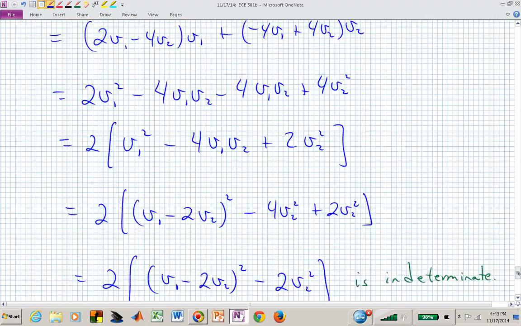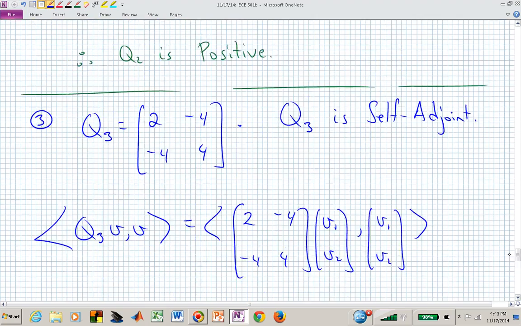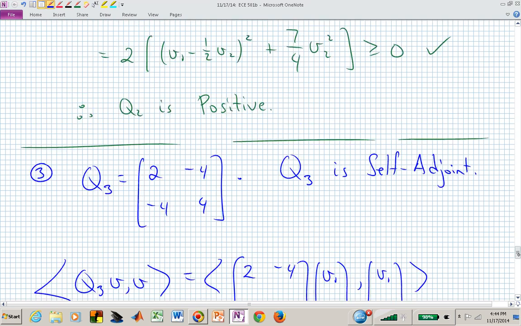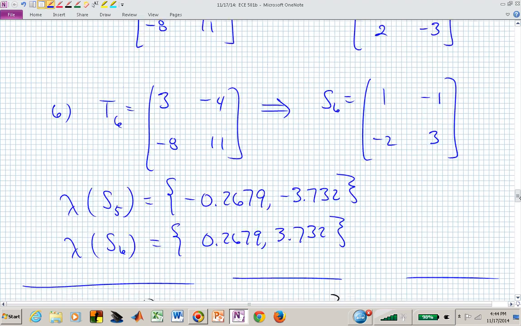Meaning we can't just have any q sub 3 that's symmetric giving us a positive matrix. It has to be a little bit more than just symmetric if it's real. Those are some examples of matrices.